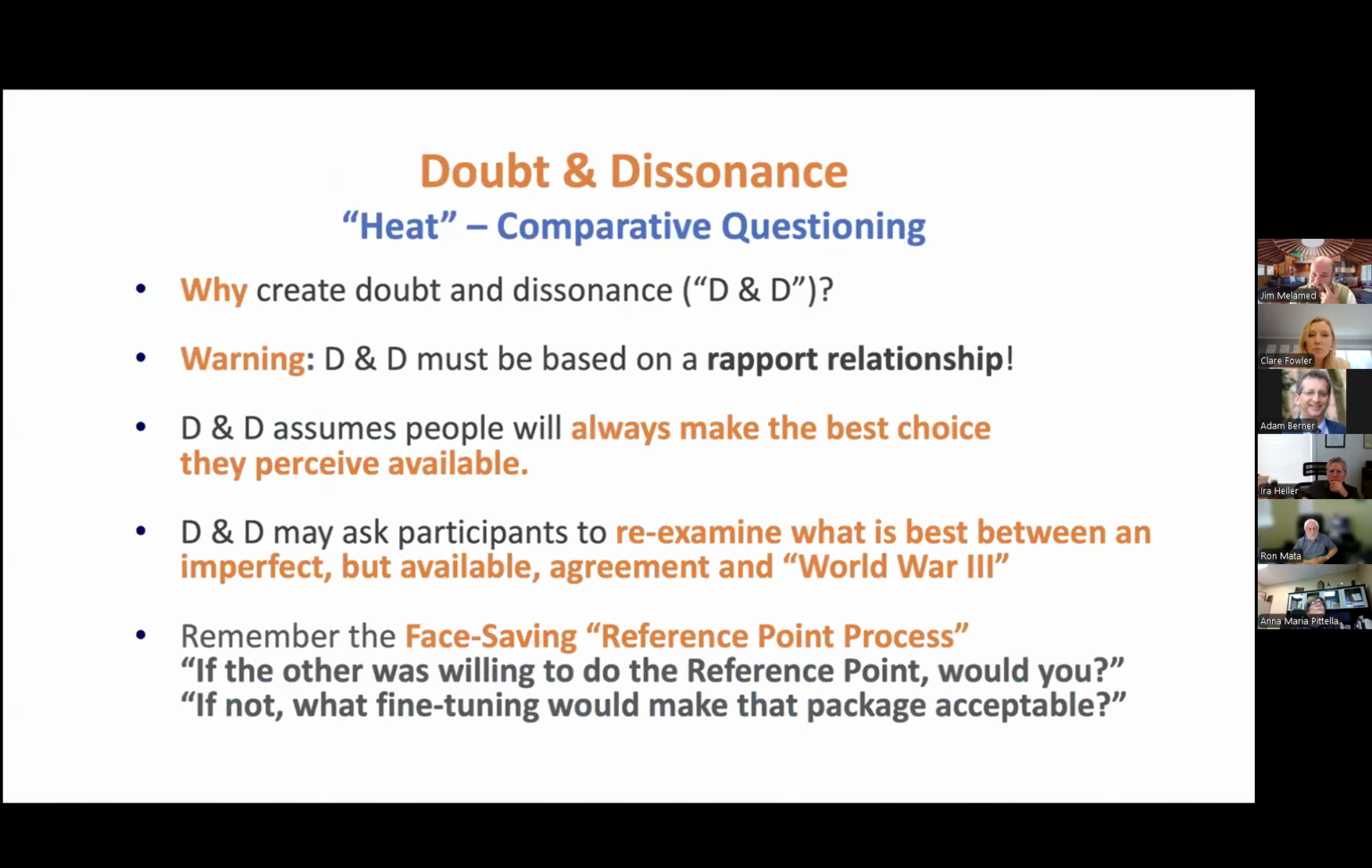And then finally, with doubt and dissonance, what we're doing now is we're going to ultimately be comparing what's seemingly available in the mediation. I usually say with World War III, because that's typically the option. Why do we create doubt and dissonance? It's only because we need some measure of additional flexibility in the system. If we could get an agreement without turning up the heat, fine with me, just an aspirational agreement.